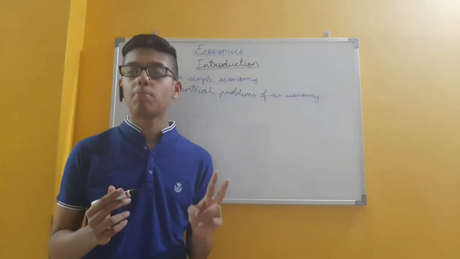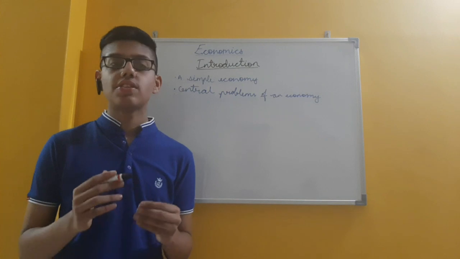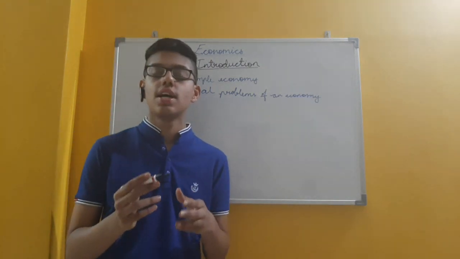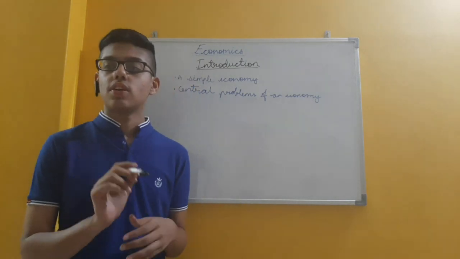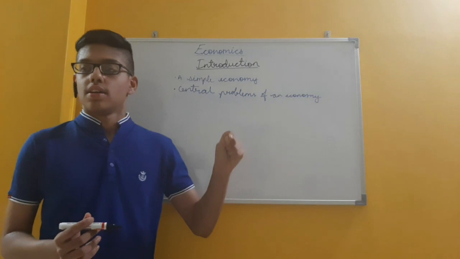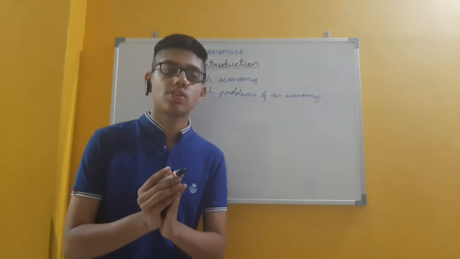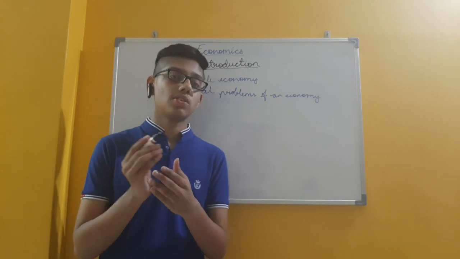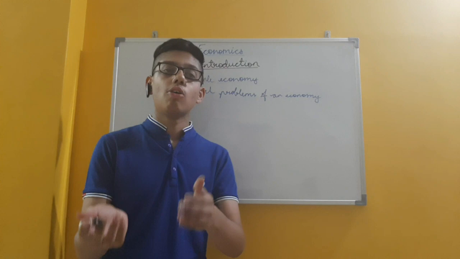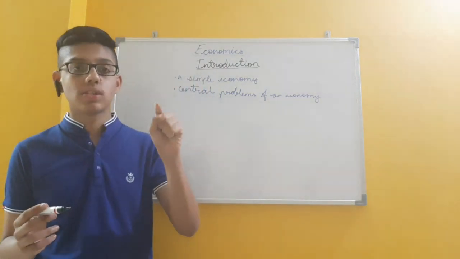Then the second problem is, how are these goods produced? Every society has to decide on how much of which of the resources to use in the production of each of the different goods and services. So, every society has to decide how much resources should be used to produce one product, and how much of which of the resources to use to produce another product.